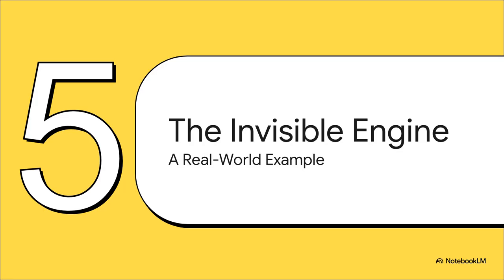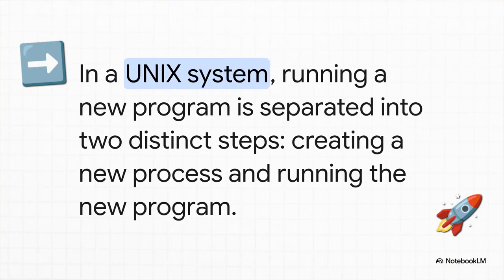So let's bring all this home. Let's see how this invisible engine actually works in a simple, everyday task. Let's circle all the way back to our original question. What happens when you launch an app? Let's take a really simple example from a Unix-like system, like Linux or macOS. When you type a simple command like ls to list your files, a fascinating two-step dance begins.